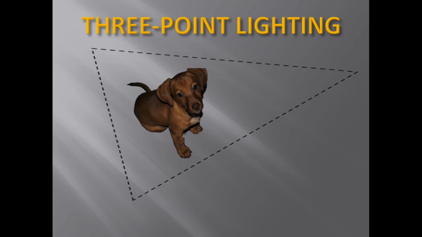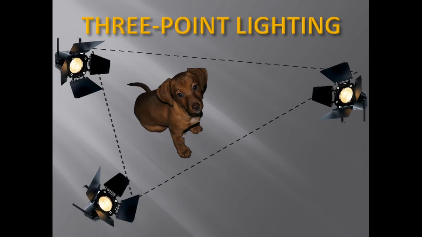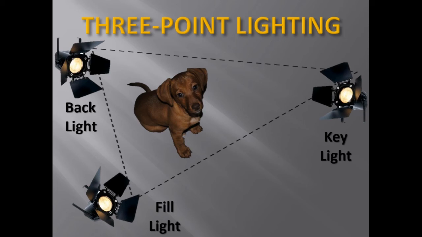Okay, so let's talk about three-point lighting on June the wiener dog here. We have three lights. The first light we have is our brightest light, and that is our key light. Opposite of our key light, we would have our fill light. The fill light is not as bright as the key light, but it's going to fill in some of those shadows created. And finally, we have the backlight.